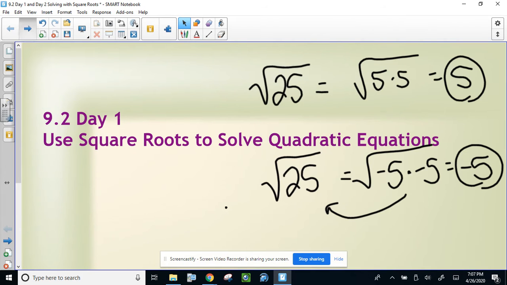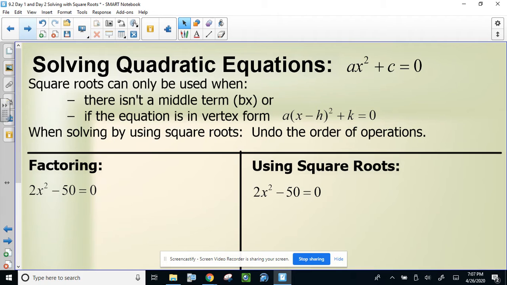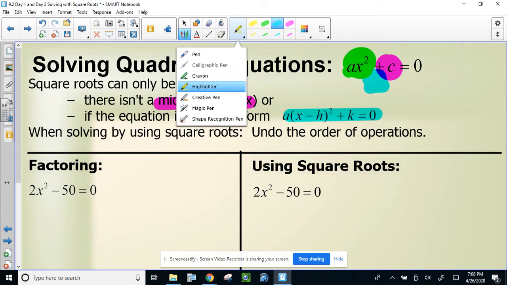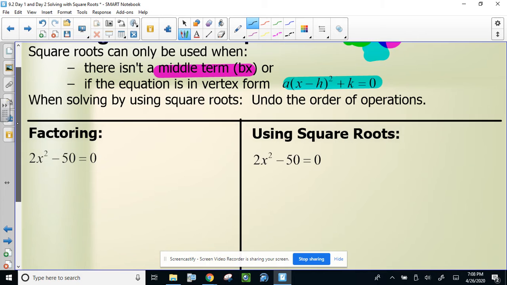With square root equations, they're a little shorter, not nearly as much to do. They have an x squared term, and they're going to have a constant term, so they're going to have two parts. They can only be used when there's not a middle term, so when there isn't a b in the middle, or if the equation is in vertex form, which we haven't really talked about much yet this year, but it looks something like that, where it's got parentheses and squared. We're not even going to see those today, so you don't have to worry about that. We'll talk about those some more tomorrow after we've got a handle on these first.